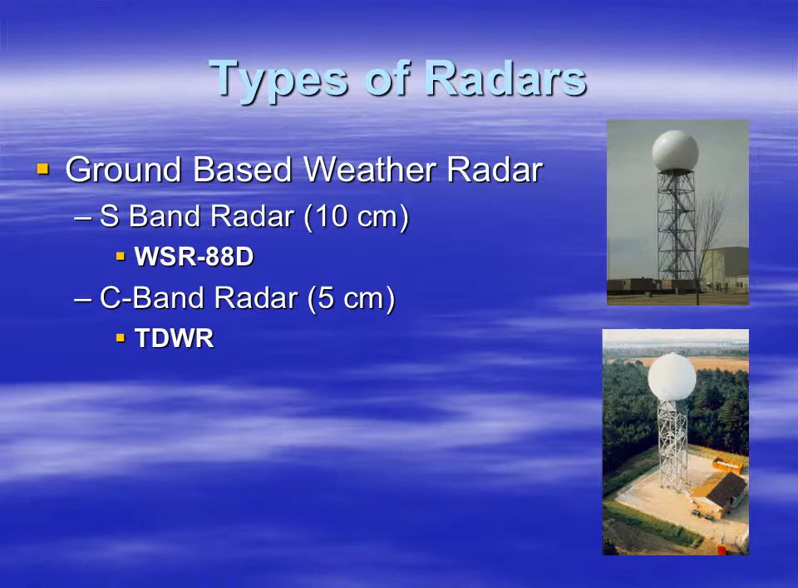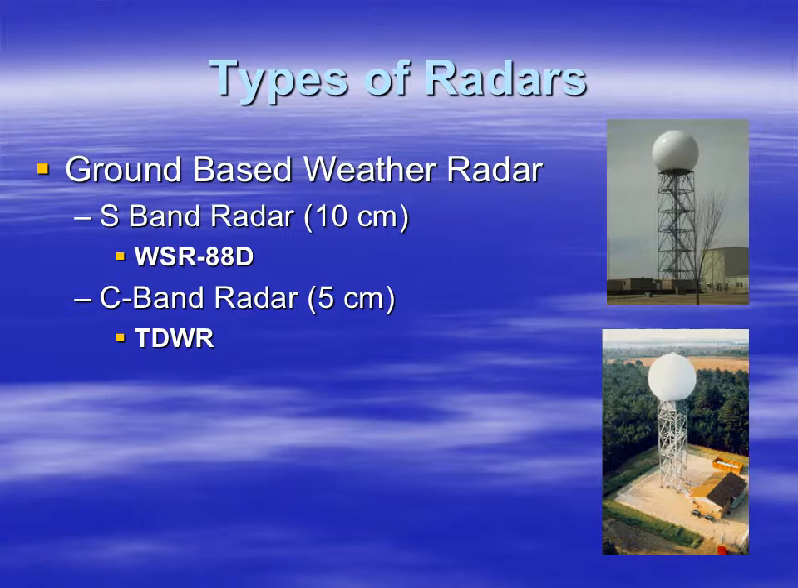Another type of radar that's used is a ground-based weather radar. These are typically either 10 or 5 centimeter radars. The National Weather Service has a network of 10 centimeter radars. It's called the WSR-88Ds. These are Doppler radars, and they're located all across the United States to detect precipitation and also looking at radial velocities to try and figure out if there's tornadoes or microbursts or other things.